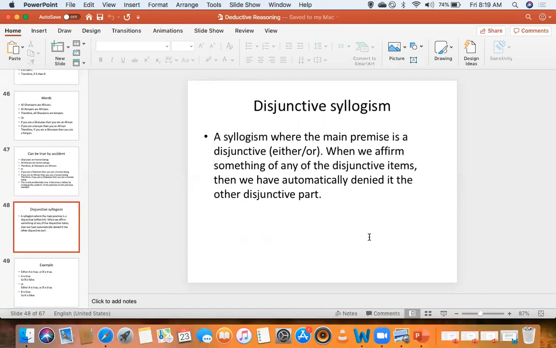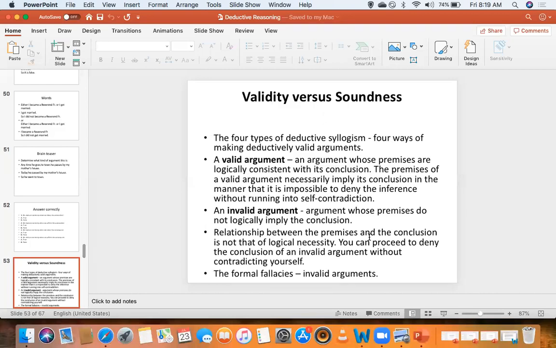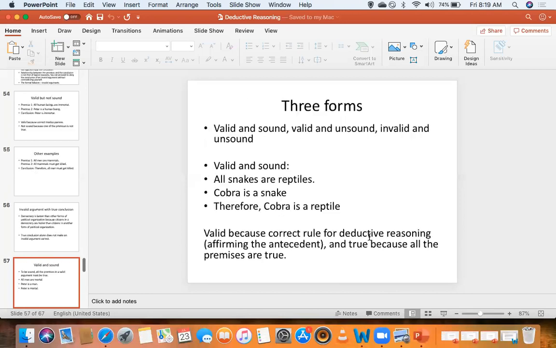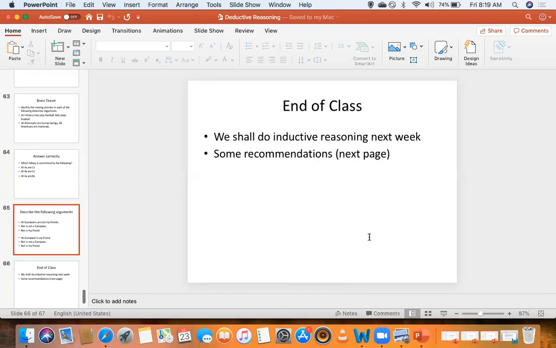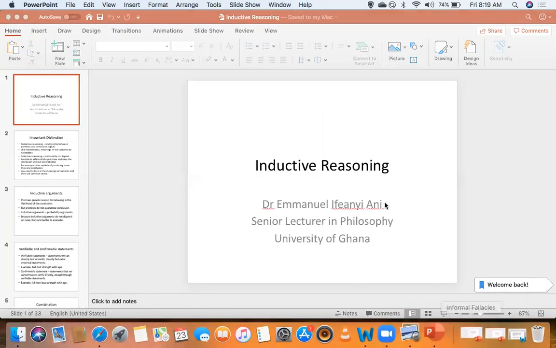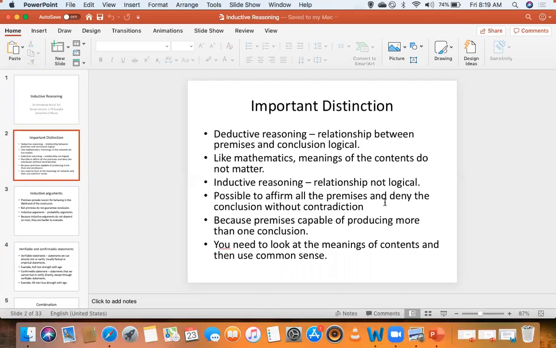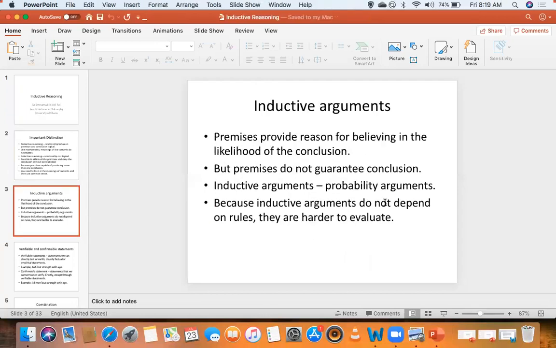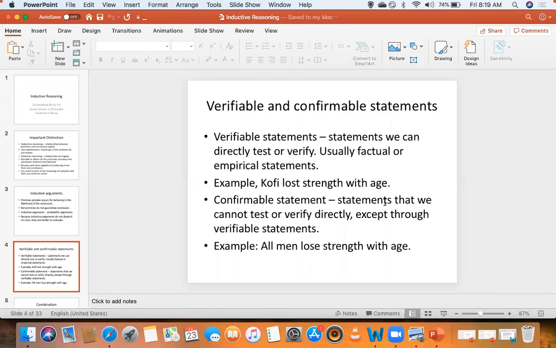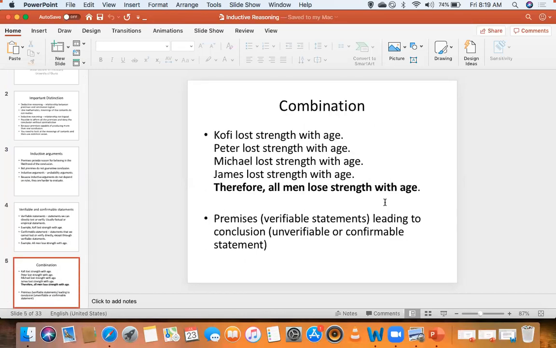Then we saw the disjunctive syllogism, and from there we looked at validity versus soundness. What does it take for an argument to be valid? And what does it take for an argument to be both valid and sound? So then from there, we went to inductive arguments. For inductive reasoning, we said the relationship between the premises and the conclusion is not logical. We saw verifiable and confirmable statements. We saw how they are combined to form an inductive argument.